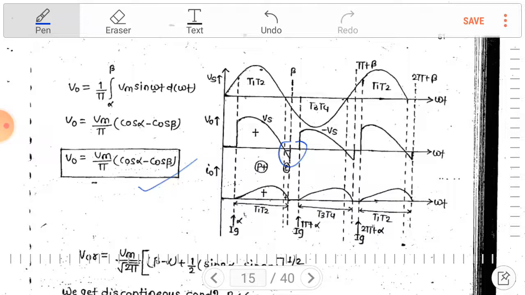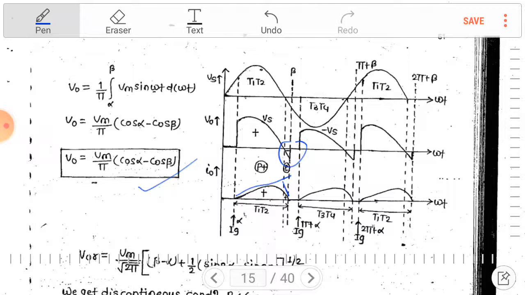Here the current I0 is not following the V output behavior. It is charging when the voltage is positive and discharges when the output voltage is negative, due to the presence of inductance. The discharging time of current is known as extinction time. From pi to beta, it will discharge like in the half wave rectifier.